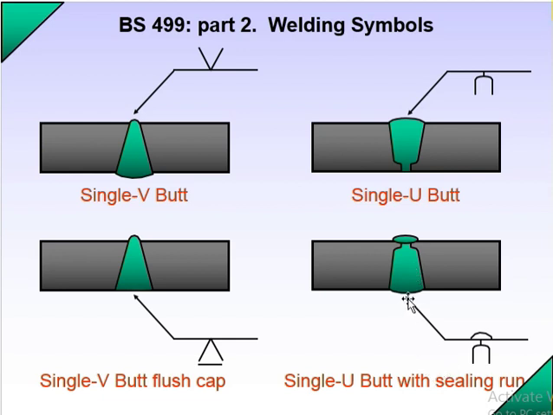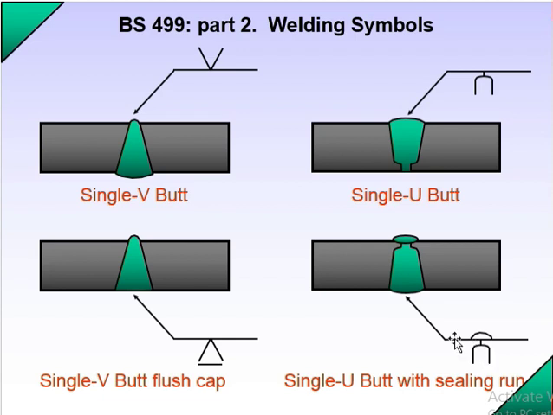You see here, this is your arrow line and this is your reference line. Above the reference line is the other side. You can see on the other side this is your welding symbol, how it looks, the seal welding, and on the arrow side you can see this is your single U-butt welding. So this should be your welding symbol.